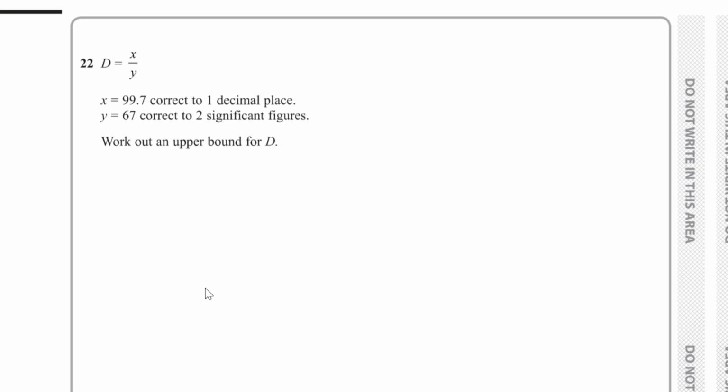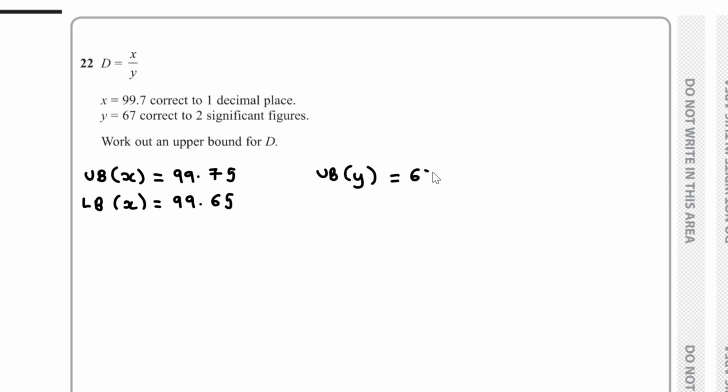Question 22. D is equal to x over y. X is equal to 99.7 correct to one decimal place, and y is equal to 67 correct to two significant figures. We have to work out an upper bound for D. Before we do anything else, let's work out the upper bound of x, which is 99.75, and the lower bound of x is 99.65. The upper bound of y is 67.5, and the lower bound of y is 66.5.